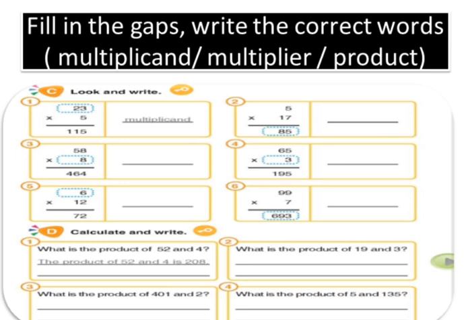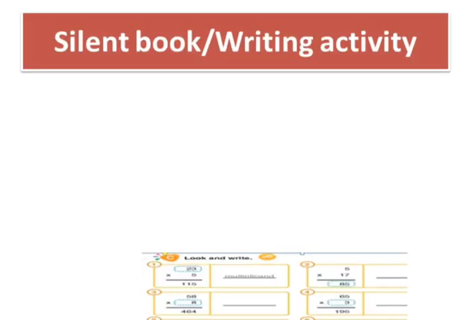In this part, the students will fill in the gaps and write the correct words: multiplicand, multiplier, or product. They should be careful with their spelling and writing skills, and they will have at least 5 minutes to complete this section. But the students also should know how to calculate and write. So they have letter C, look and write.